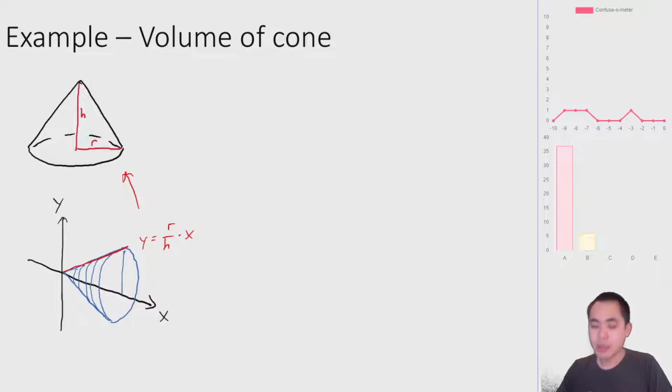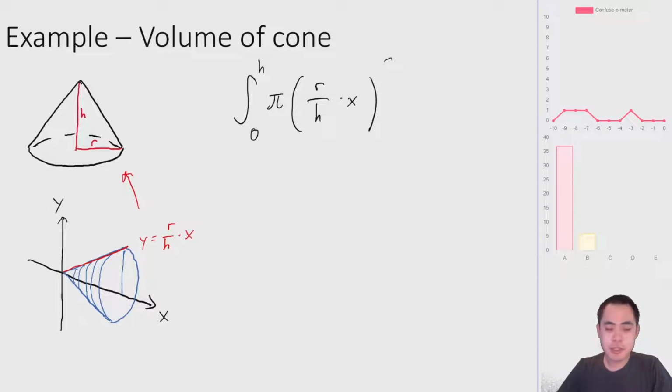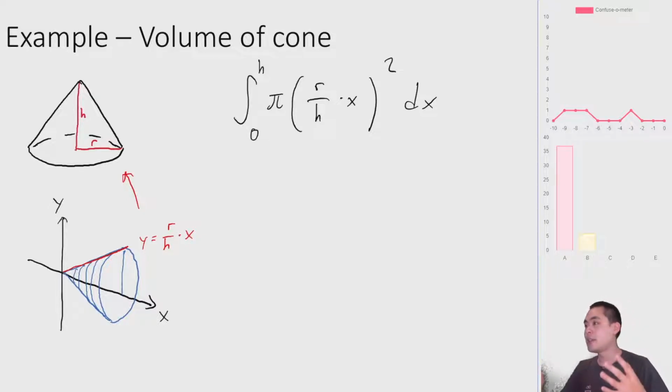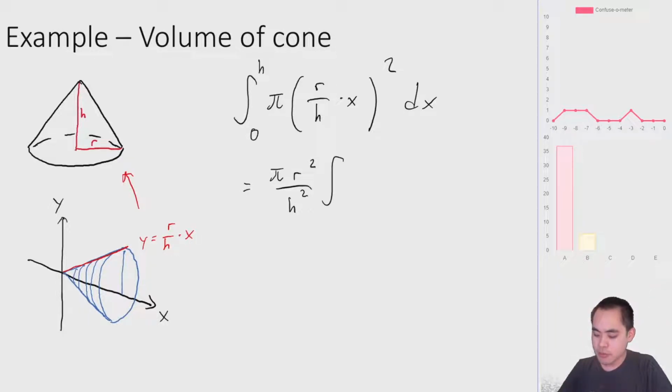And now we have this particular equation. All we have to do is revolve the area underneath the y equals r over h times x line around the x-axis, and we'll get the volume of this cone. So let's do that. The integral from 0 to h of pi times r over h times x, squared, dx, because that is your f of x function, and you're squaring it here. This is equal to pi r squared over h squared, if you move all the constants out in front of the integral, times the integral from 0 to h of x squared dx.